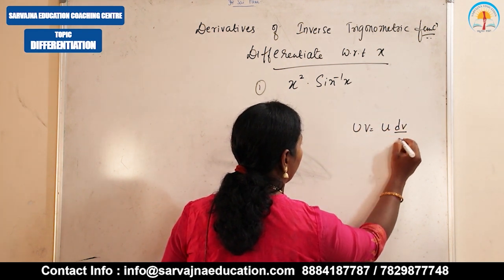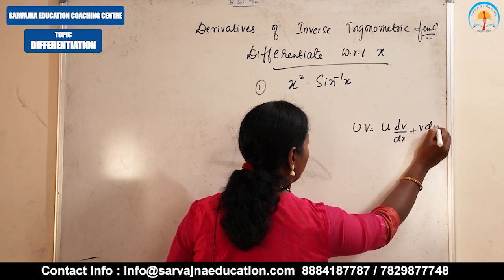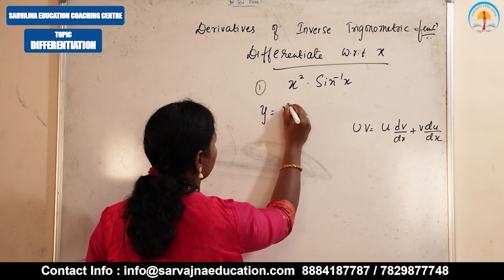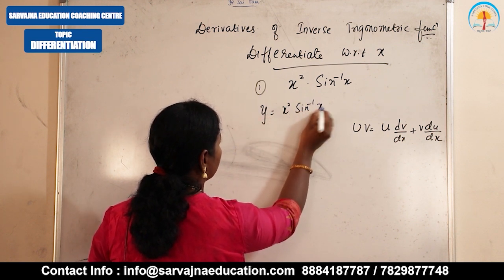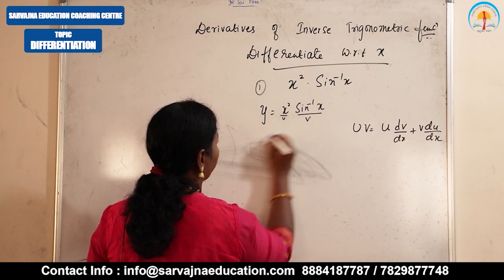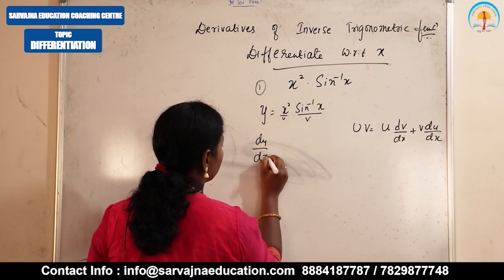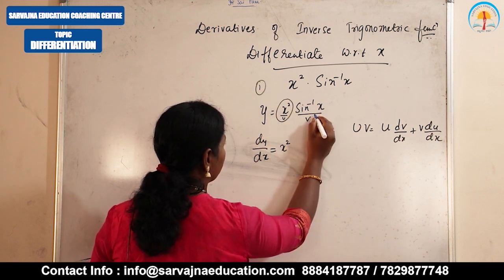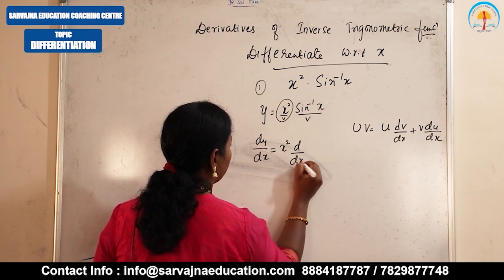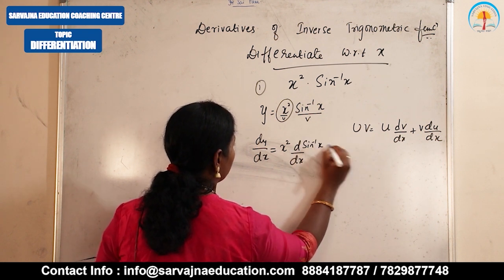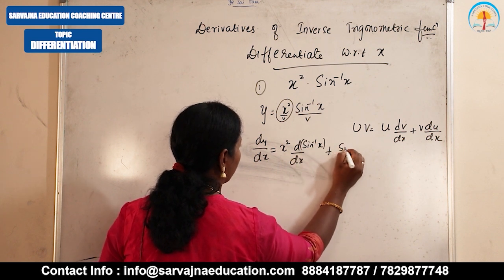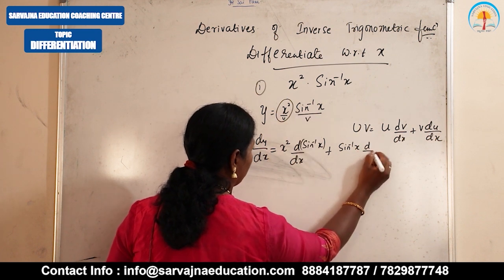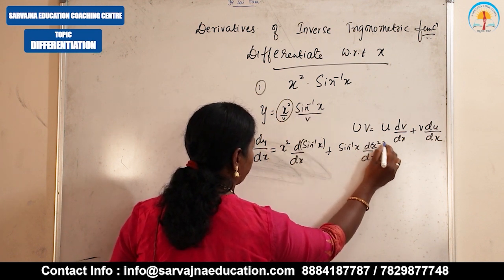u dv by dx plus v du by dx. So you have to first initialize y is equal to x square sine inverse x. This is u, this is v. dy by dx is equal to, you have to keep the u as it is and differentiate the sine inverse x, d by dx of sine inverse x, plus keep the sine inverse x as it is, differentiate the first function x square, d by dx of x square.